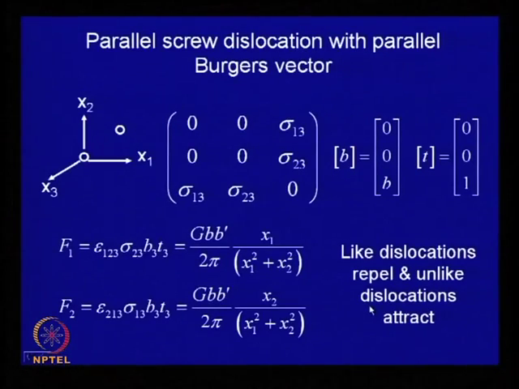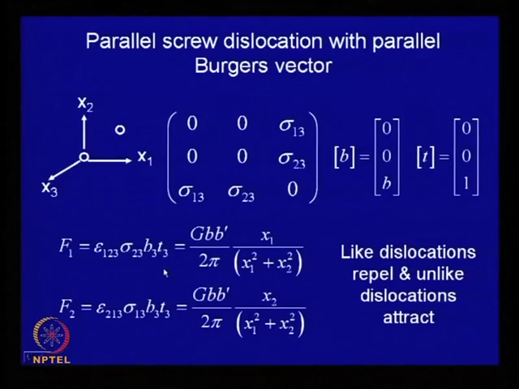Because we have to look at the interaction between two dislocations. Say we want to find out how a dislocation will interact in the presence of another dislocation. In this case, we have to look at the stress field of one dislocation and how it is going to react with the stress field of the other, which is shown over here. Say suppose we consider two parallel screw dislocations with a parallel Burgers vector.